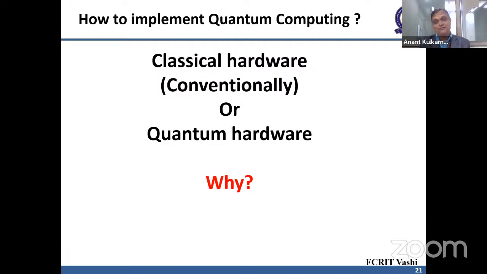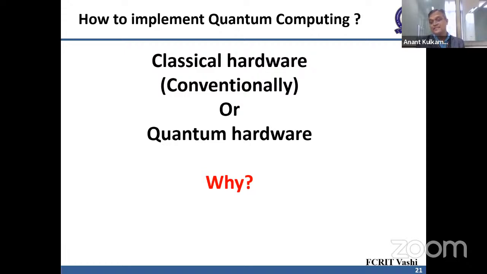Why? The reason is that there is a basic difference between conventional or classical computing and quantum computing. Conventional computing is sequential computing, which is unable to handle huge data. In the coming future, we'll be dealing with data analytics, so it would be very difficult for classical hardware to deal with that. As I said, the transistor size is moving towards the size of the atom, right?